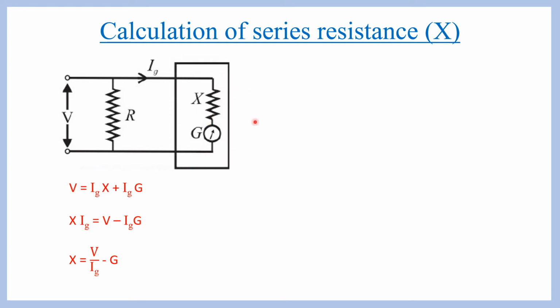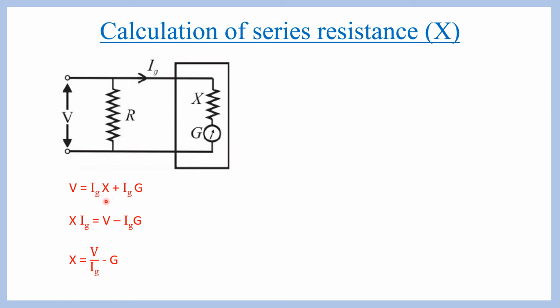Now you know the potential difference across the resistor is equal to V, which is equal to the potential drop across G plus the potential difference across X. So you can see V is equal to Ig into X plus Ig into G. So the potential fall across the resistor will be equal to Ig into X plus Ig into G, and we are trying to find out the value of X.